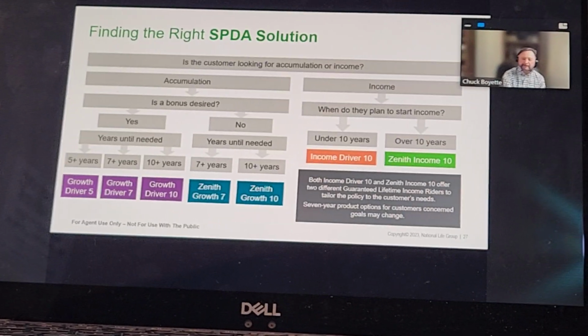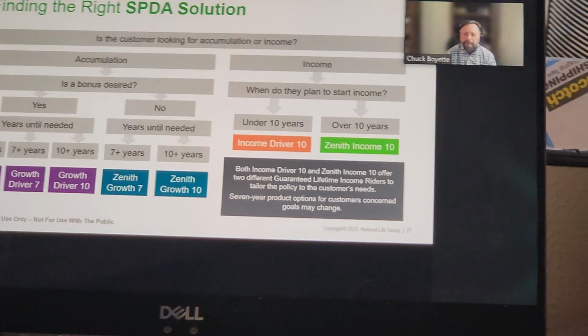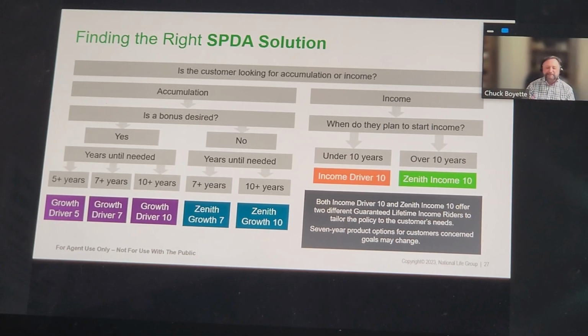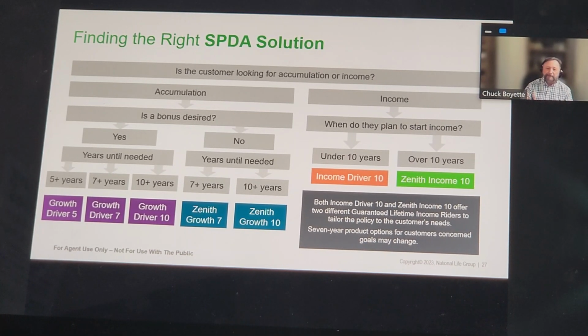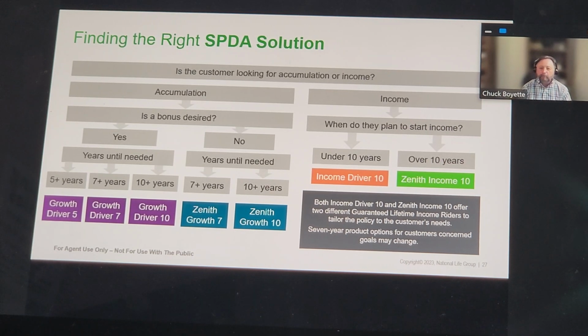So this is our annuity portfolio at National Life, our single premium deferred annuity portfolio. I know it looks like a pretty busy slide. It looks like we have a lot of products, and we do. We have 7 single premium deferred annuities, but it's actually pretty simple. As we go through today's webinar, you'll have a good understanding of which product is applicable to which type of client. But we'll come back at the end too, and we'll take a look at this.